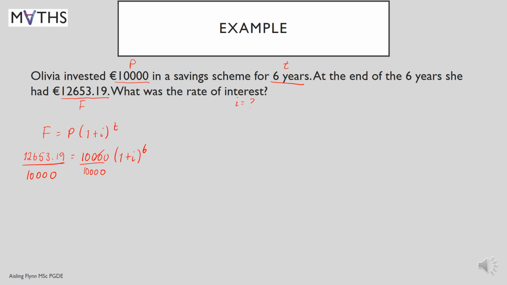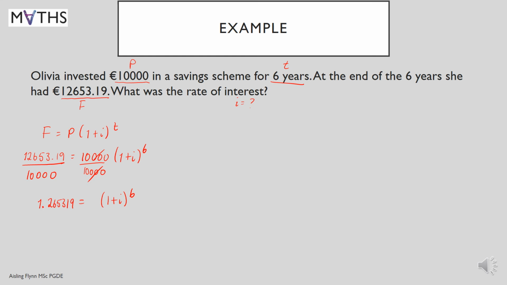Okay, so anything divided by itself is 1. So on the right hand side you're left with the bracket to the power of 6. When you divide the 12,000 figure by 10,000, you get 1.265319. Okay, so how to proceed from here?